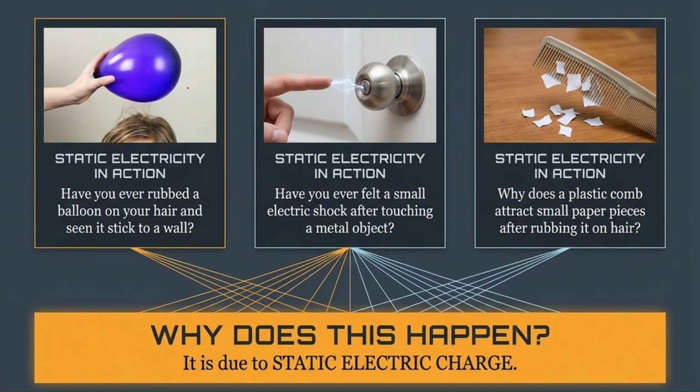Before starting the theory, let's think about some daily life examples. Have you ever rubbed a balloon on your hair and seen it stick to the wall? Or have you ever felt a small electric shock after touching a metal object? Or why does a plastic comb attract small paper pieces after rubbing it on hair? Why does it happen? It is due to a static electric charge. So let's find out what is static electric charge.